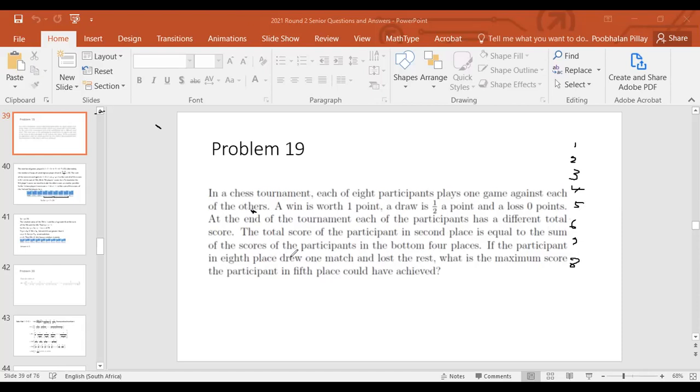The participant in the 8th place, he drew just 1 match and he lost the rest. So the 8th fellow, he only got half a point. His total number of points is half. Okay, so we got at least 1 score.